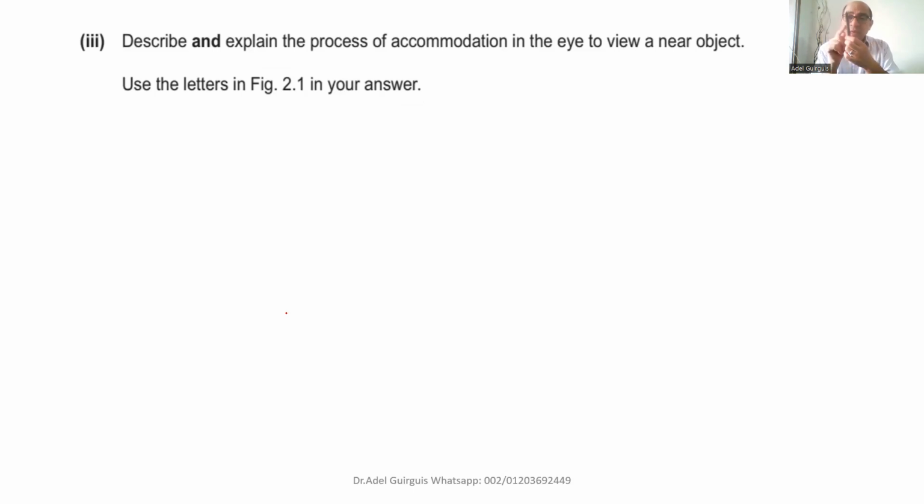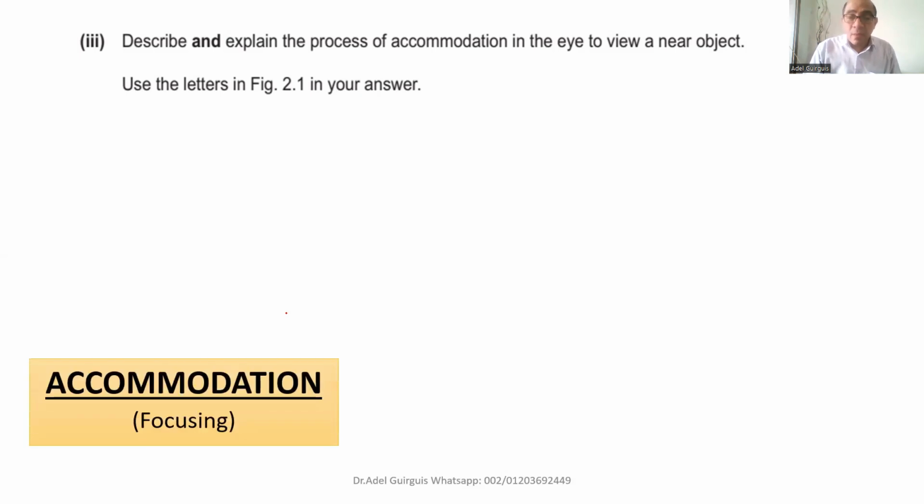The light ray is coming from a near object, and needs more refraction to pass through our eyes to focus on the fovea for sharp vision. It's called accommodation. How does this come about? Look, please.